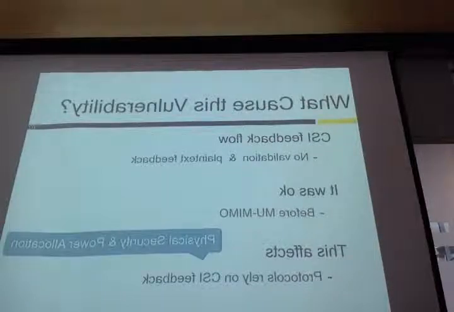So before we introduce how we break these two protocols, we need to first briefly introduce the idea of physical security and power allocation. What's physical security? The purpose of physical security in wireless transmission is to get rid of eavesdropping without a crypto system. How to do it?